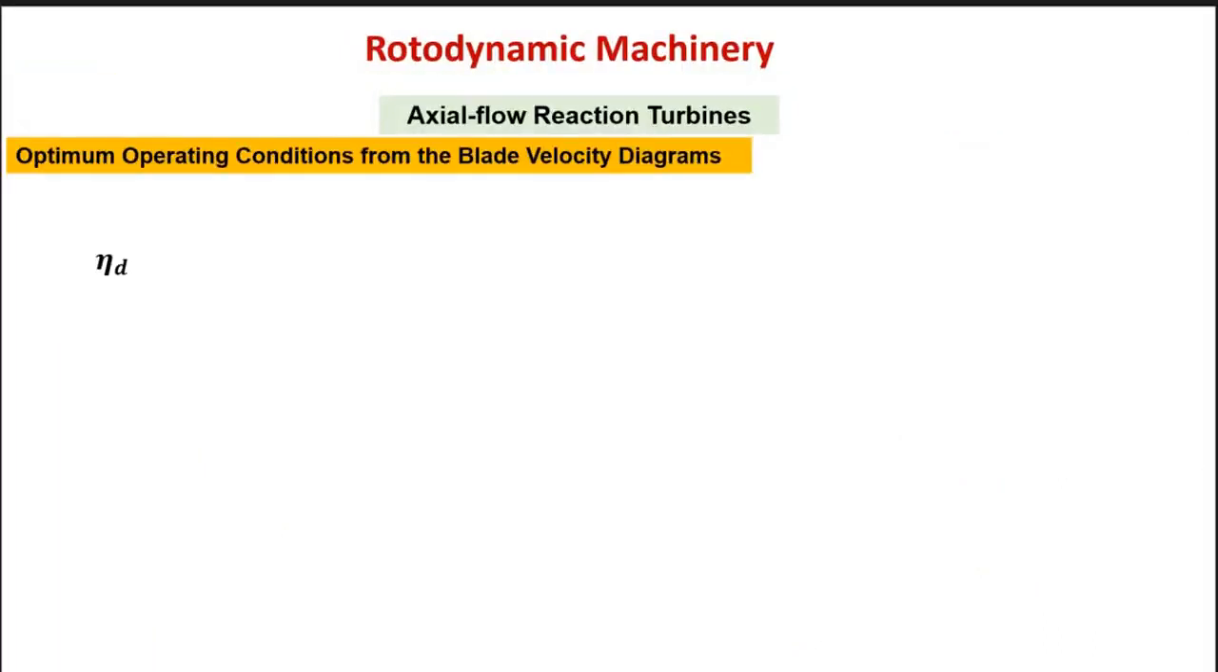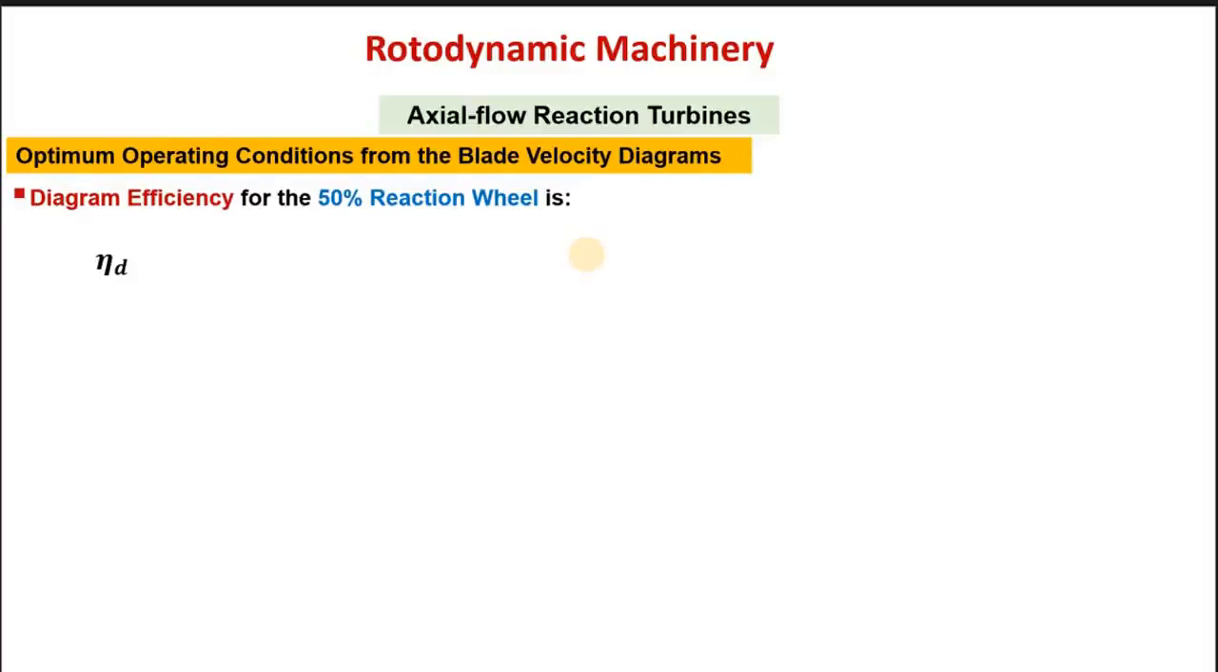The next topic is optimum operating conditions for the blade velocity diagrams. Just like in the impulse turbine, we found out the optimum condition of CB over CAI, the blade speed ratio, for maximum diagram efficiency. Similarly, we shall now also derive the optimum condition of the same CB over CAI for the 50% reaction turbine.